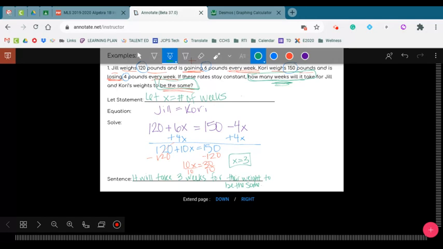Okay, so that is that first word problem. There's a lot to it since there's variables on both sides, but we just have to make sure we read through it and think about what each of those words means. So let's go to the next page.